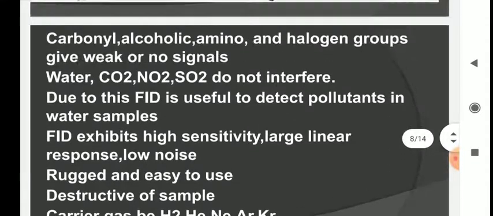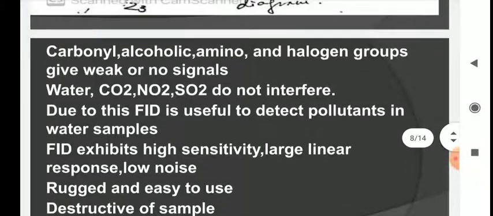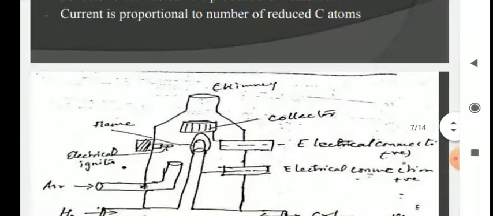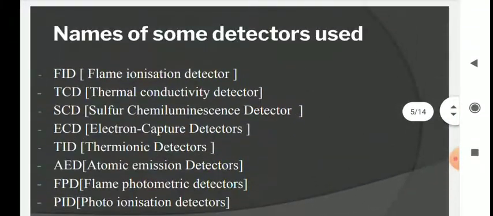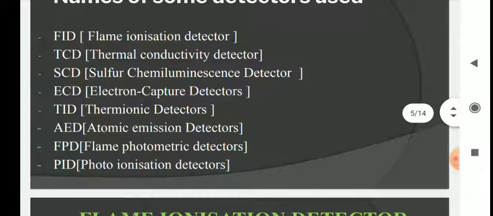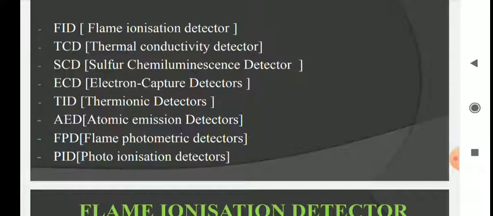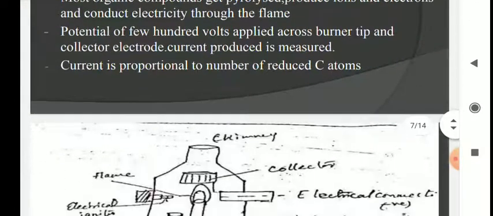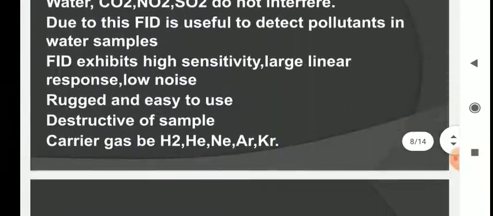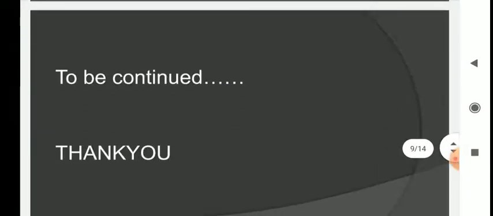So that is all about the flame ionization detector, and we have seen the various detectors' names. In the next lecture we'll see the remaining four which we have to see, that is TCD, SCD, ECD, and TID. In this lecture we have seen FID. We'll continue this in the next lecture.